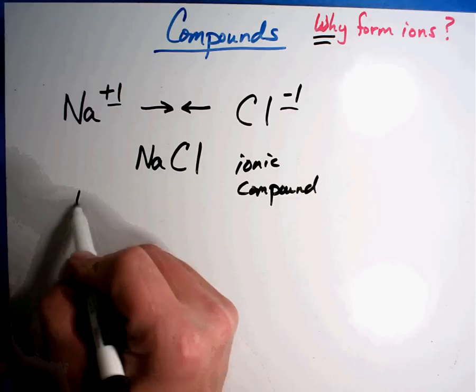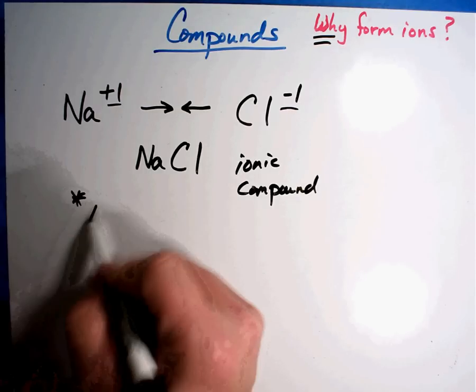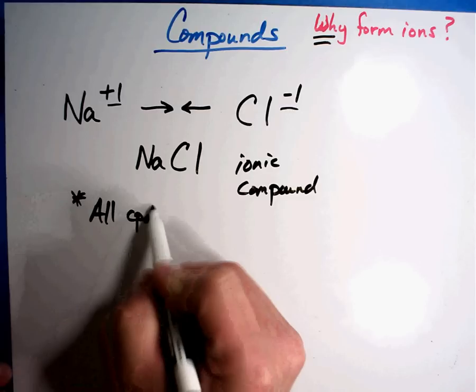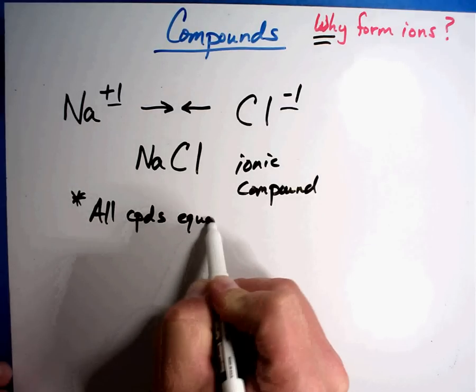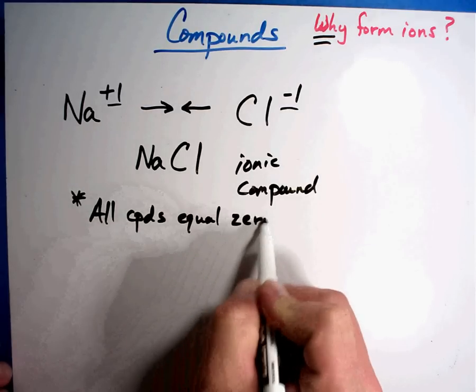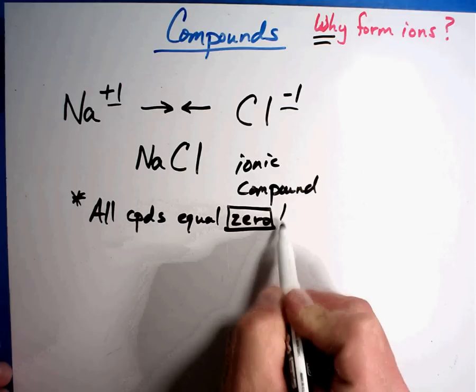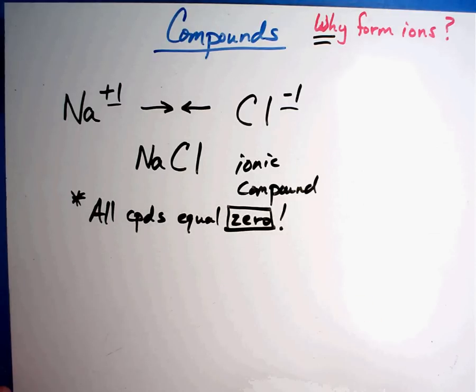Now, it's very important that you write this down. Star, all compounds equal 0. Their charges have to equal 0. Plus 1 and minus 1 equals 0, so this is the correct formula.